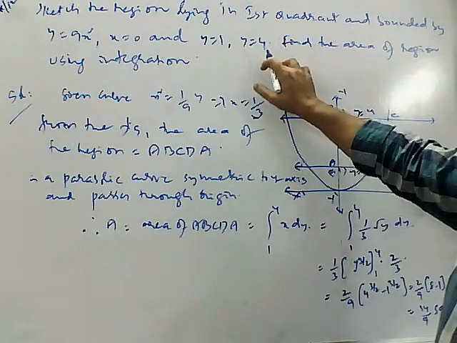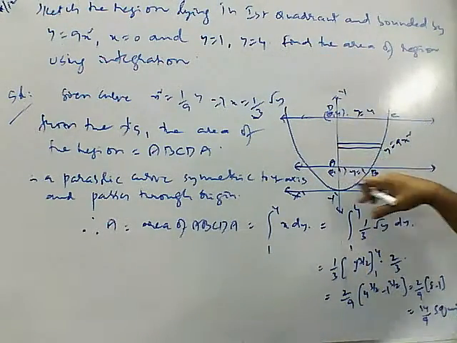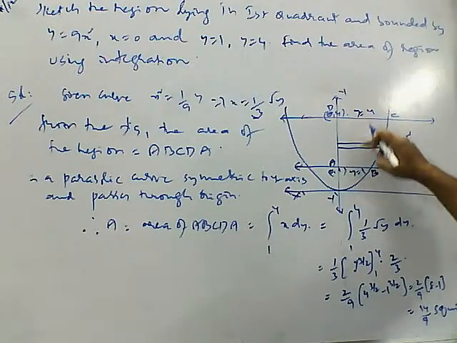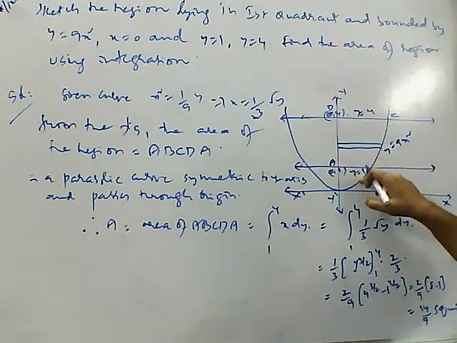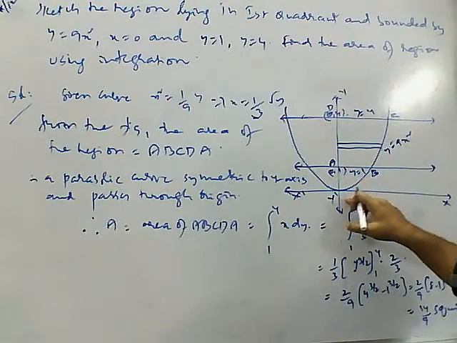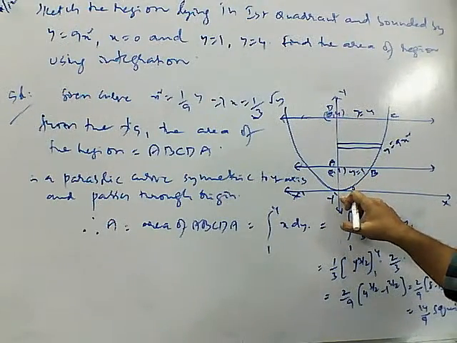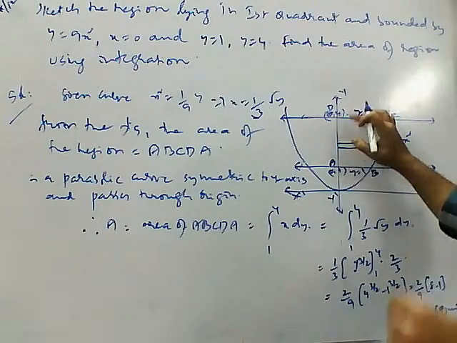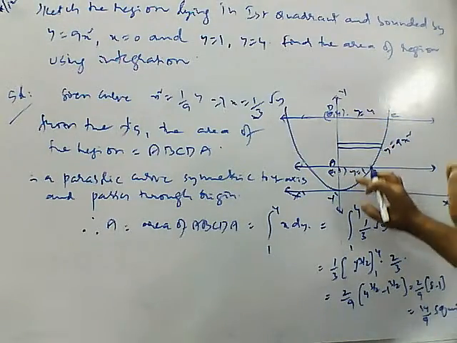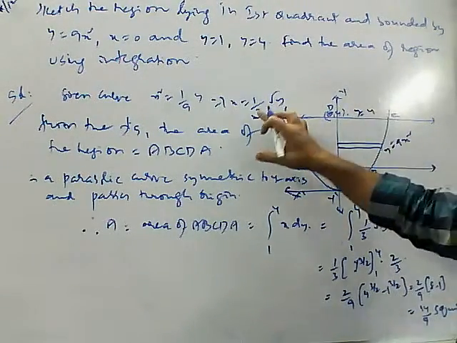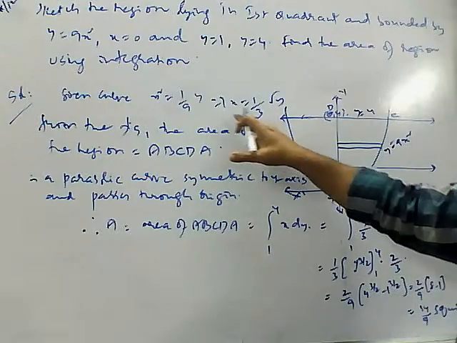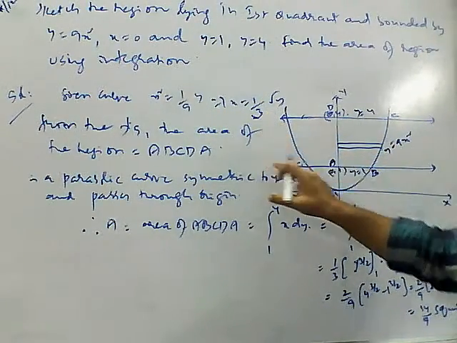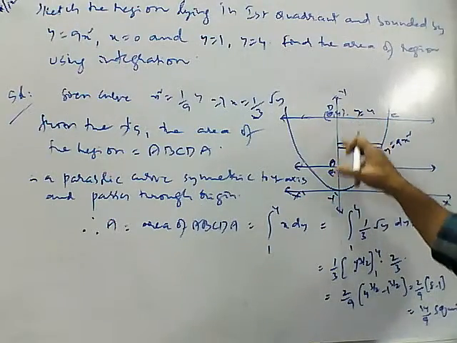How? What is the question, you see? Sketch the region lying in the first quadrant. This is the first quadrant, and bounded by y is equal to 1 and y is equal to 4, and x is equal to 0. x is equal to 0 means this is the line x is equal to 0. So, parallel to the x-axis and parallel to the y-axis, in the first quadrant. The curve given is an upward parabola. Then you got the value of x in terms of y, and you got the region ABCDA.